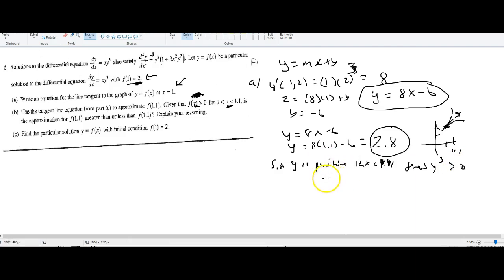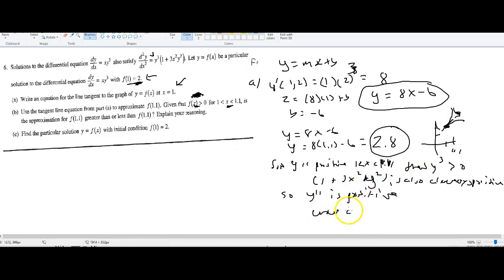If that's true, 1 plus 3x squared plus y squared is also always positive because they're squares, right? That has to be positive. Why did I write plus? This should be just multiply y squared. Always positive. So y double prime is positive. So it's concave up.